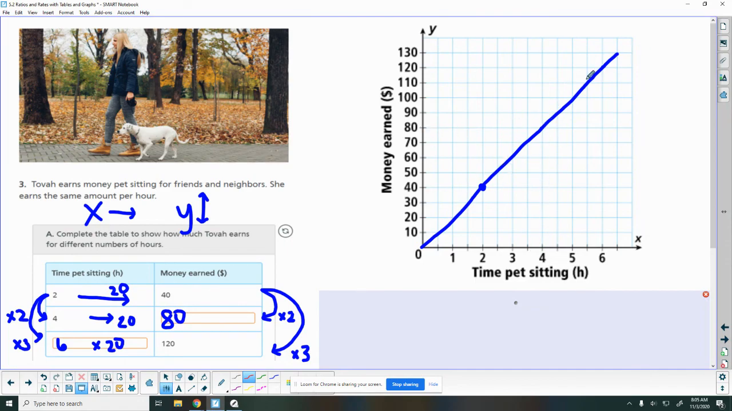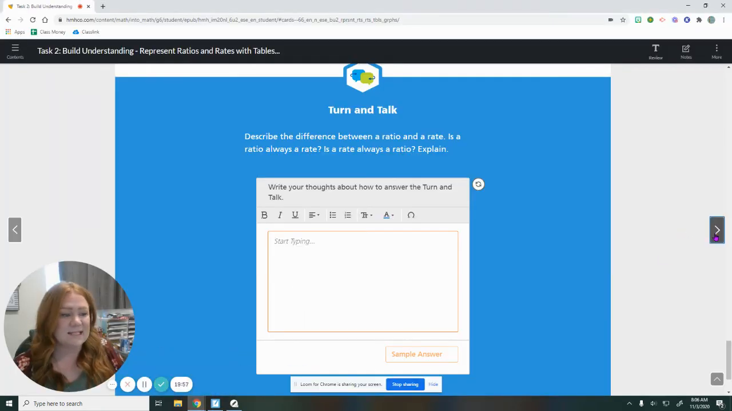So these charts can help you see how much is happening at the unit rate. So every hour is a unit, and she's making $20. So the unit rate takes it down to 1 hour. So you can see if you keep that up, how much you would make. I can see in 5 hours, she would make $100. So go ahead and complete task 3 here.